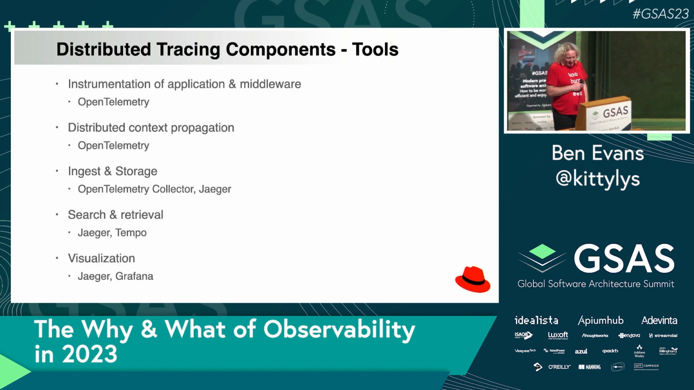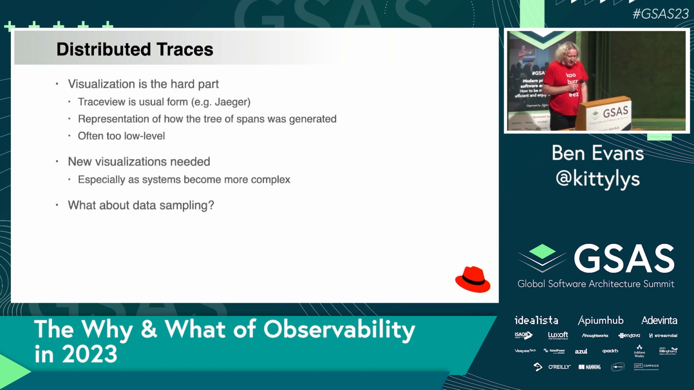Now, of all of these pieces, the hard part is visualization, the last step. Typically, and Jaeger was kind of the market leader here for a while, what we use is a trace view, which just shows the different spans effectively in the tree format that we originally saw them as. This is often too low level. In a large production system, you can find yourself running into issues of trying to find where the slow trace actually is. We definitely need new visualizations.